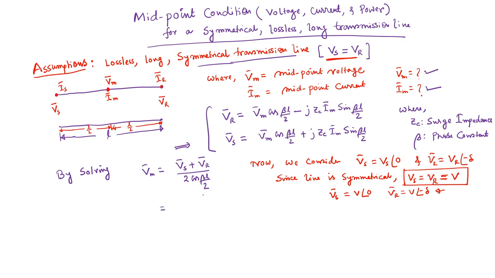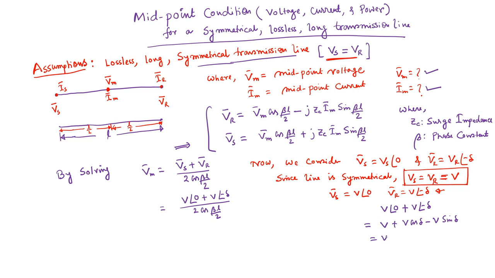Now, when we write this, let us put it over here. So, this will be equal to V at an angle 0 plus V at an angle minus delta, divided by 2 cos beta L by 2. Now, we need to add these two, V at an angle 0 and V at an angle minus delta. So, what will happen if we add V at an angle 0 plus V at an angle minus delta? This gives V, and this gives V cos delta minus jV sin delta.